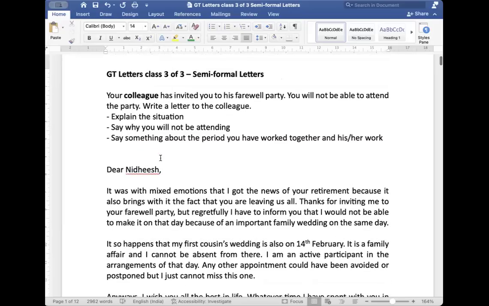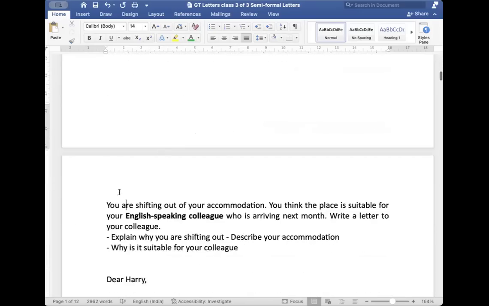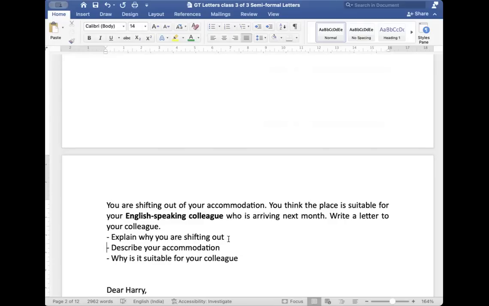So this is the first letter. This is one semi-formal letter which I discussed. Then you are shifting out of your accommodation. You think the place is suitable for your English speaking colleague who is arriving. Write a letter. Explain why you are shifting out. Describe your accommodation. Okay. And why it is suitable for your colleague. These are the three things that you have to explain to him. Real life scenario. Imagine. Okay.